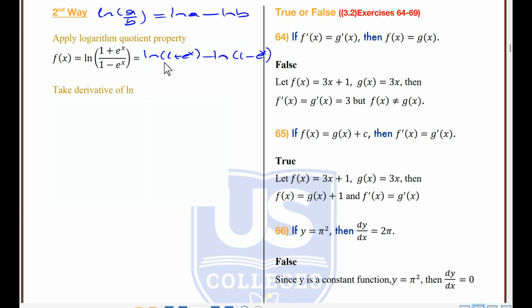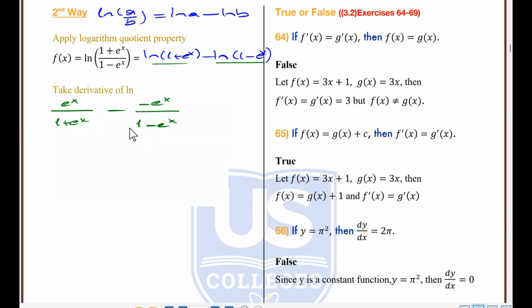Now, taking the derivative of this one by one is easier. It's up to you. For me, taking the derivative of this is much easier than taking the derivative of that. So now I'm going to take the derivative of each one by one. Derivative of ln, derivative of the inside: derivative of 1 is 0, derivative of e to the x is itself, e to the x, divided by the angle. Minus, similarly, take the derivative of the other ln, derivative of inside, negative e to the x, over the angle, 1 minus e to the x.